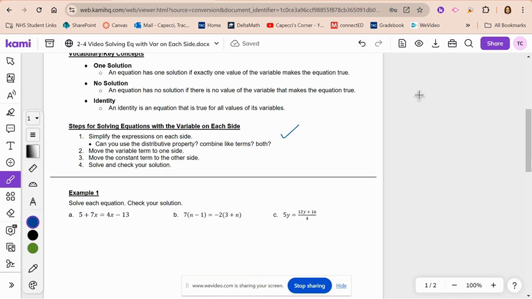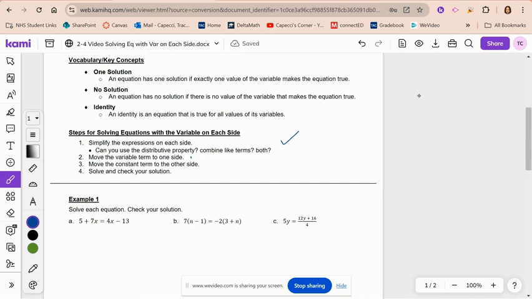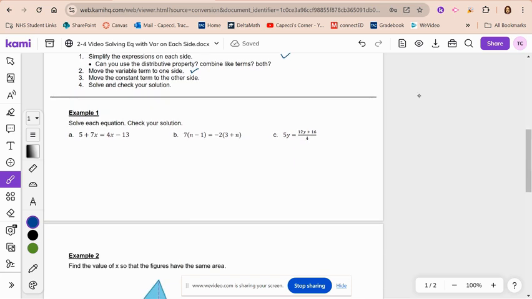You're going to look at, can you get rid of the distributive property, getting rid of the parentheses? Can we combine like terms, both? We're just really building from what we've been doing the last couple of lessons. So we're going to move the variable to one side. That's what we're going to do first. Variables to one side, constant to the other, and then we're going to solve.